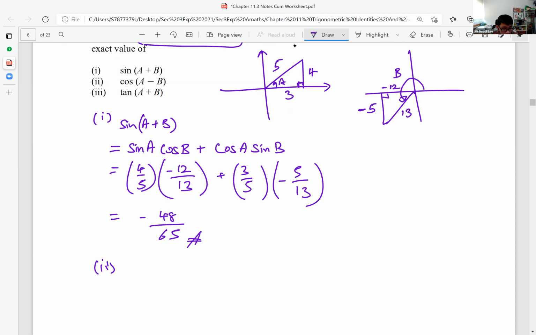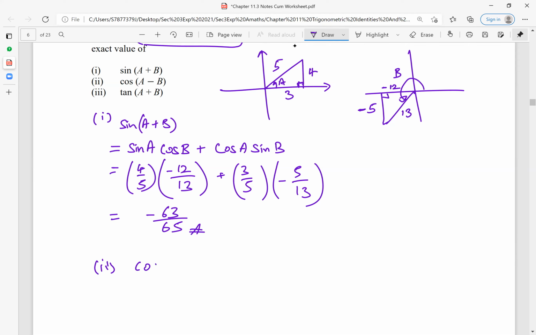Wait, Mr. Suba, negative 48 over 65 is for the 4 over 5 times negative 12 over 13. Oh, still got the other part. I'm asking for the whole. Yeah. Can you just help me with the answer? Negative 63 over 65. Okay, thank you.